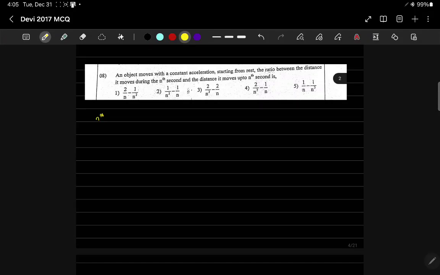Nth second means, let's consider 10th second. So there is a difference between 10 seconds and 10th second. Now 10 seconds means actually that is a time period, right? That is a time period, seconds. 10 seconds.